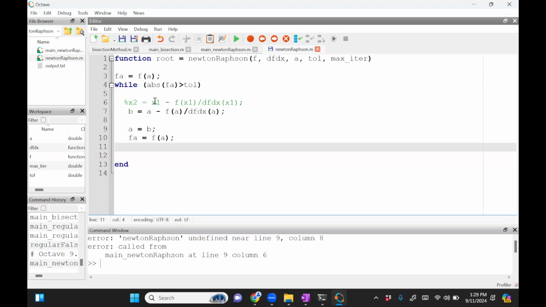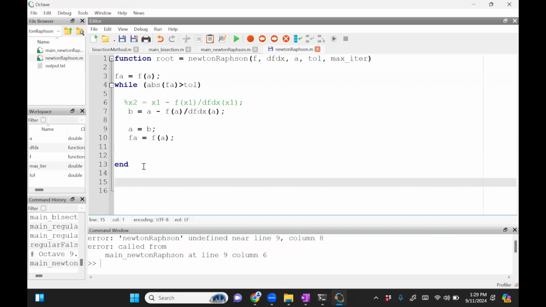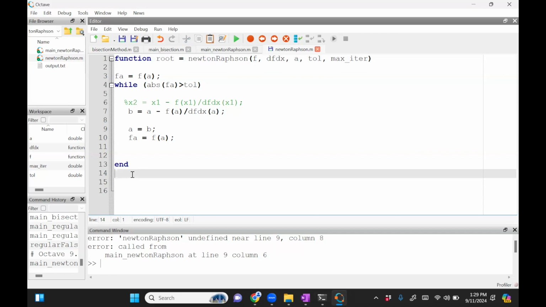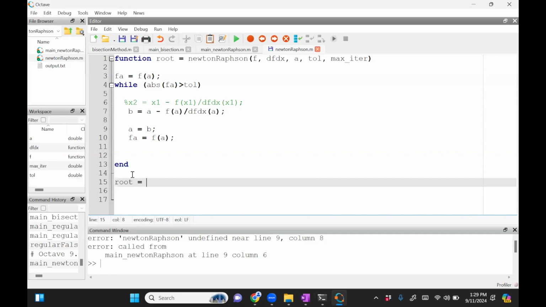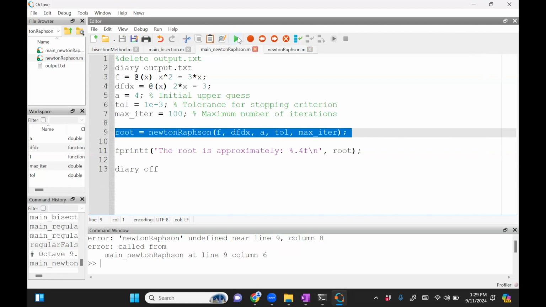when this condition is satisfied, or that is, it is not satisfied, that is, it becomes smaller than tolerance, it'll basically come out, and then I need to return the root, which is the solution. So I'll say root equals a, right? Okay, let's try this. So here it is, root is 3. Didn't require much of coding, right?